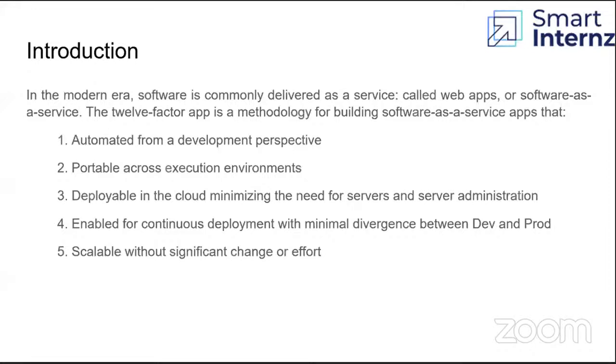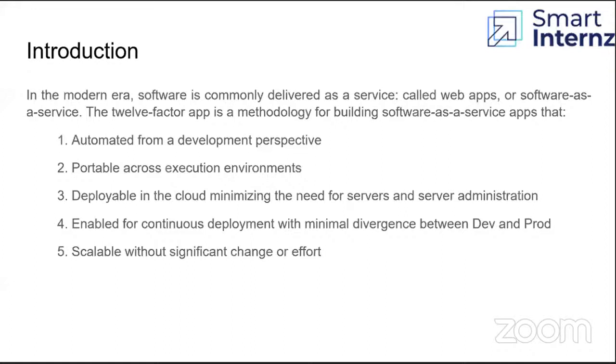And the fourth one is enabled for continuous deployment with minimal divergence between dev and production. What we mean by this is whenever you're developing any application, there should be minimal divergence between the development phase and the production phase. So how can we achieve this? We can achieve this through continuous deployment. What we mean by continuous deployment is that whenever you're developing any application, if you make a particular change in the code, that change should be reflected in production as well. So that's what we mean by continuous deployment, and you'll learn about it in the coming sessions. Why do we need to do this? It gives us maximum agility while developing our application.